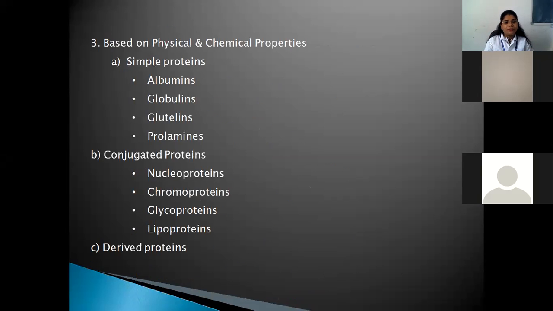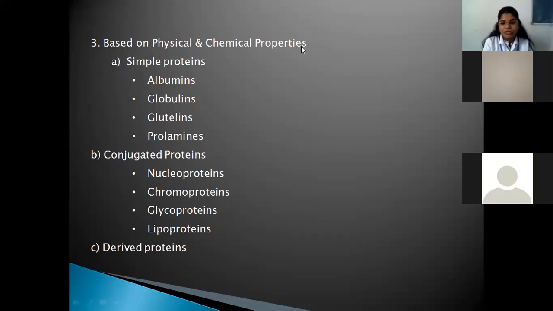Then in the third classification, the third one is based on physical and chemical properties. Based on physical and chemical properties, it is sub-classified into three types. First one is the simple protein, second one is the conjugated protein, and third one is the derived protein. We'll see the first one, that is simple protein.